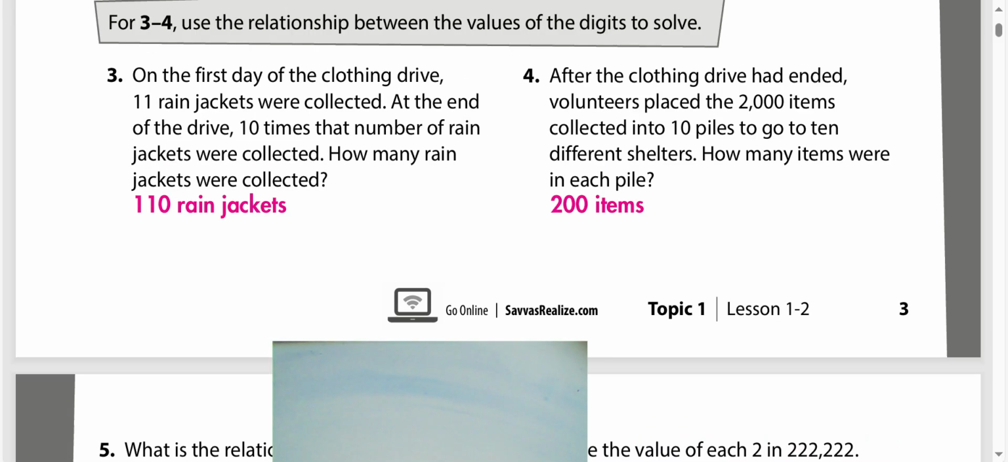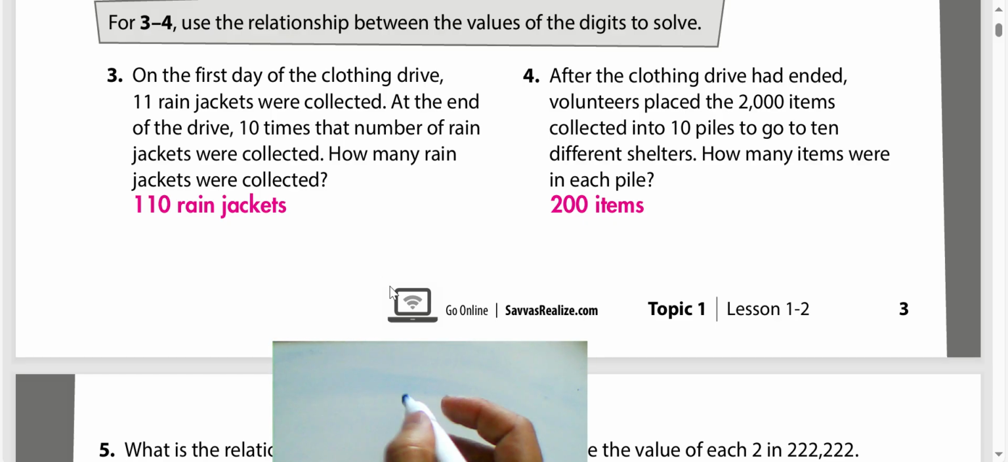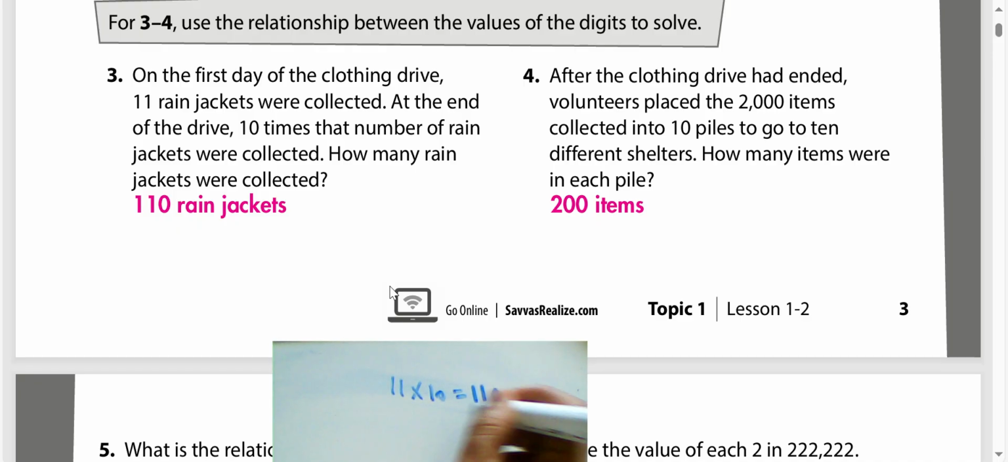On the first day of the clothing drive, 11 rain jackets were collected. At the end of the drive, 10 times the number of rain jackets were collected. How many rain jackets were collected? We can multiply 11 by 10. 11 times 10, the result will be 110. The result will be 110. Okay, 110.